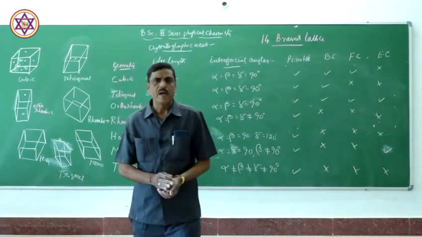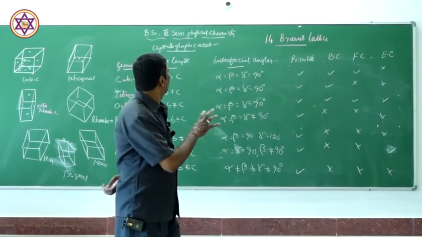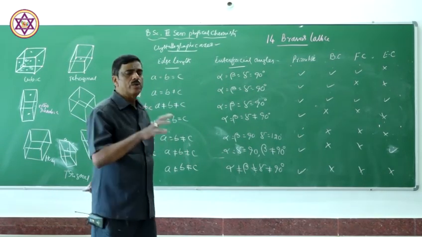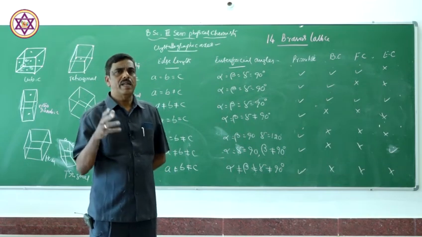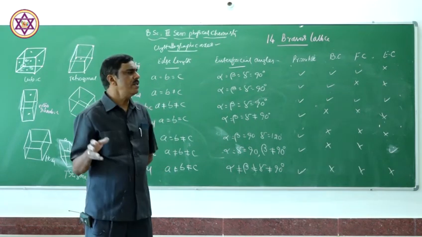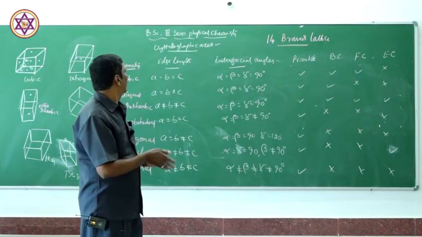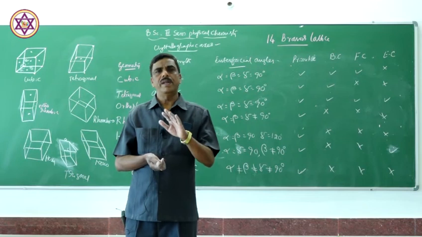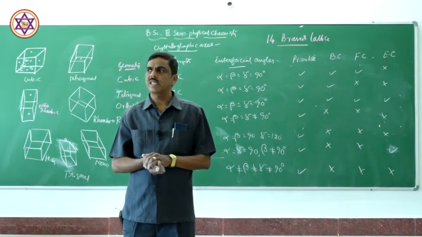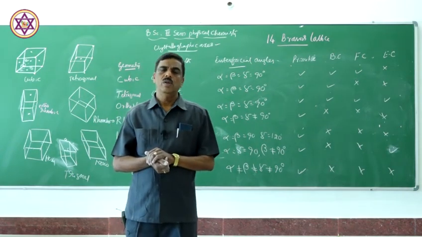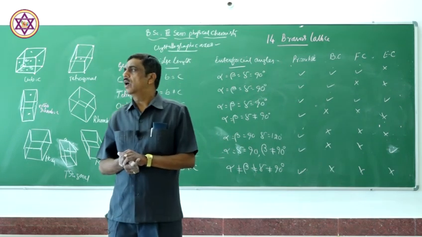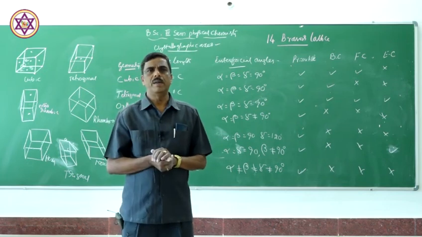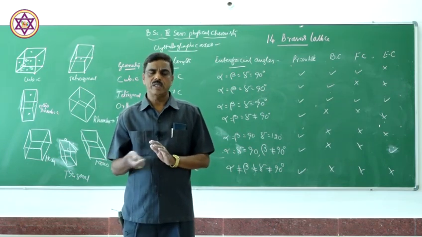So this is about the crystallographic axis. In the last video, we studied different symmetry elements. In this video, I have explained crystallographic axis, geometries of crystals, and Bravais lattice. In the next video, we shall discuss how to determine the geometry using experimental methods.